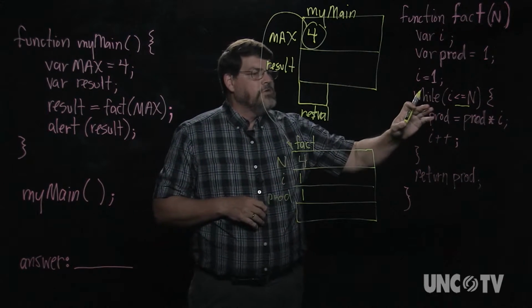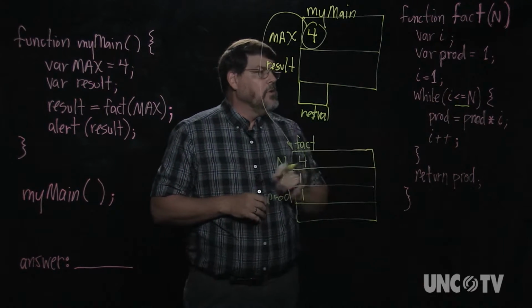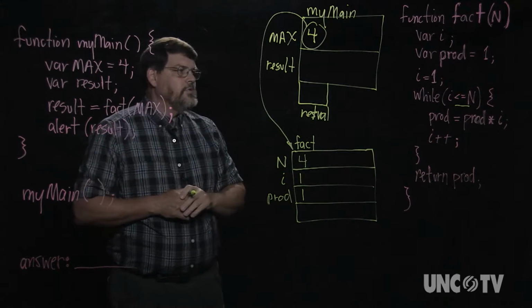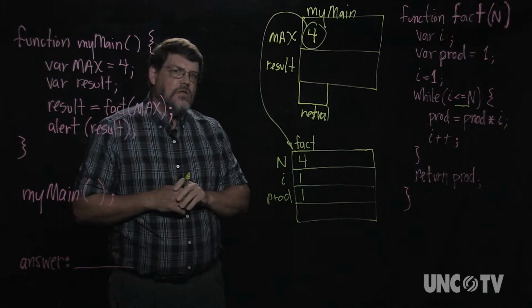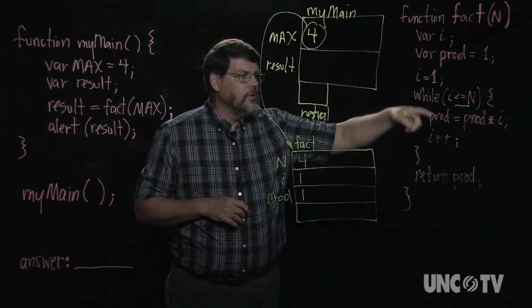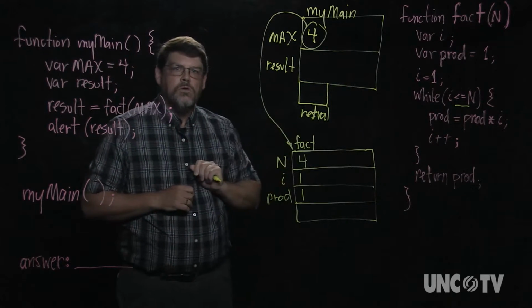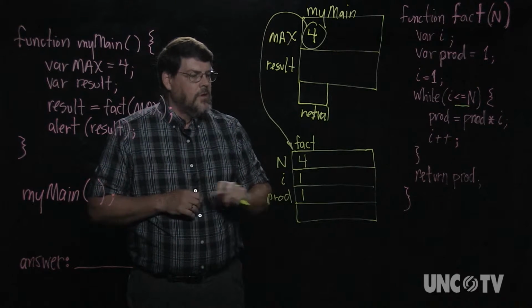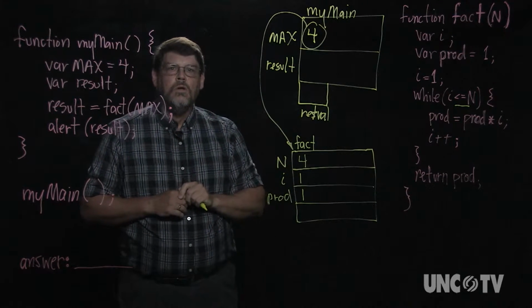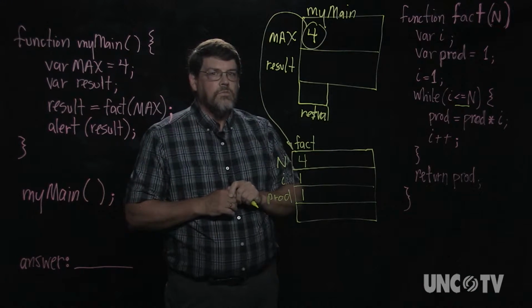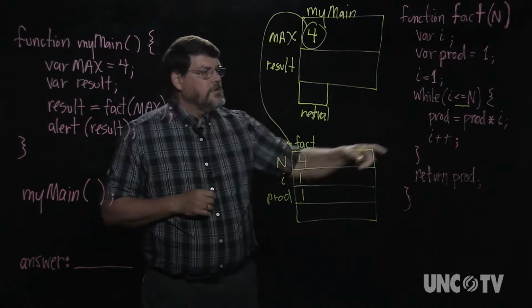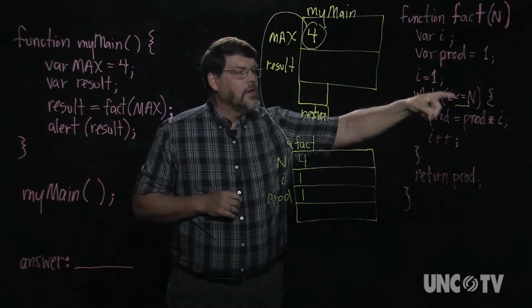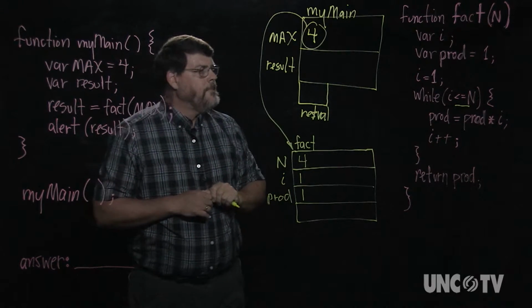All right, so the first thing we do with a while loop is we ask the question, is i less than or equal to n? The while loop says as long as i is less than or equal to n, I want to keep on executing the body of the loop. So is i less than or equal to n? We look up i, it's 1. We look up n, it's 4. Is 1 less than or equal to 4? Yes, it is. So that says we need to execute this loop body, come back and ask the question again.